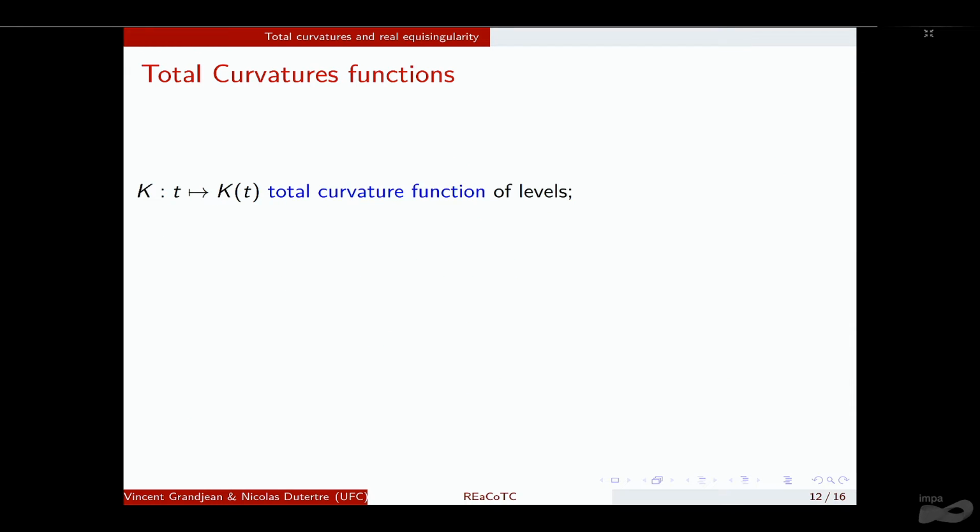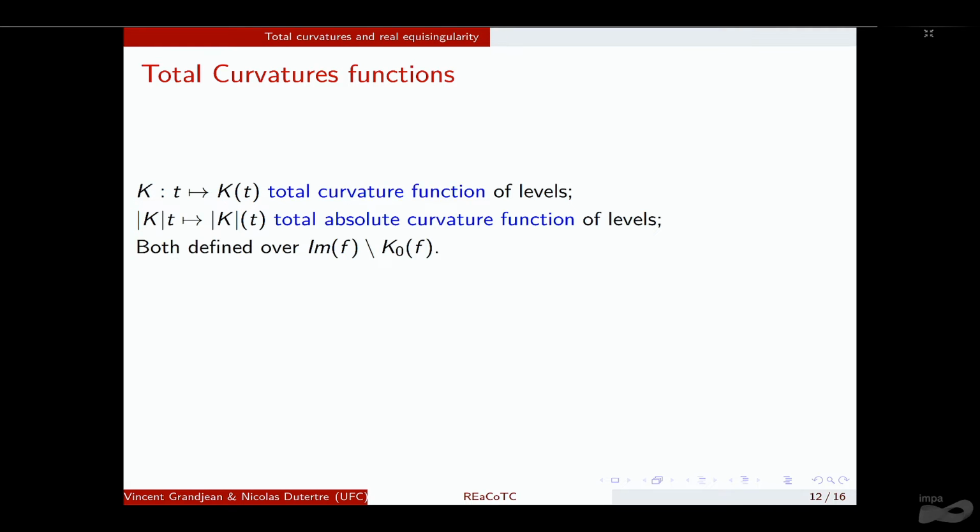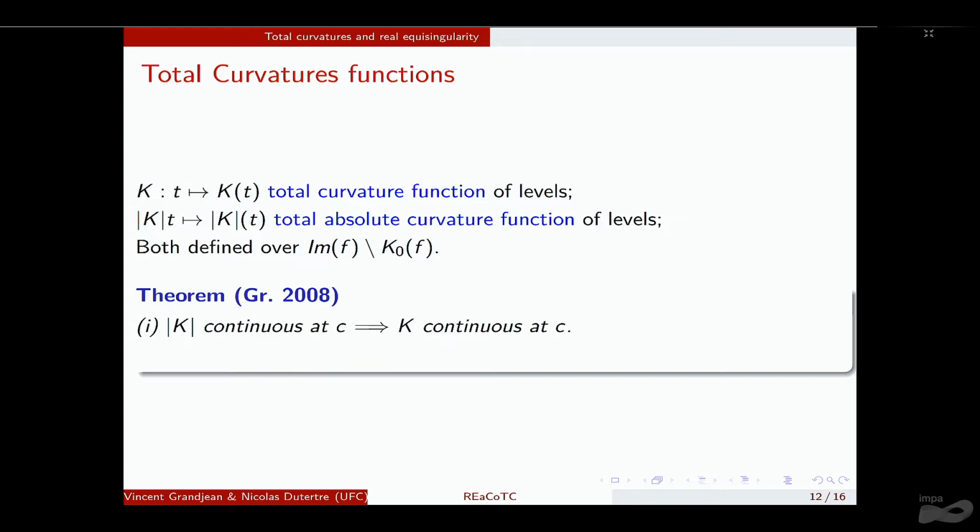Okay, so why am I speaking about this? I speak about this because I can define the corresponding functions, total curvature and total absolute curvature. And what we can prove within the hypothesis I have given is that if the total absolute curvature is continuous at a value, then so is the total curvature.